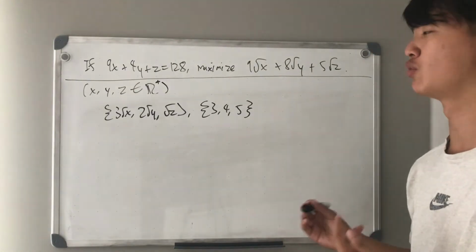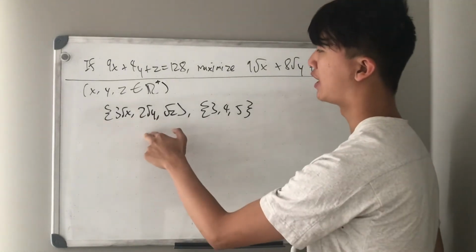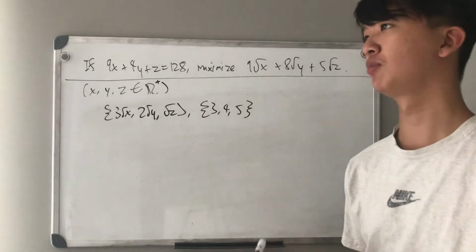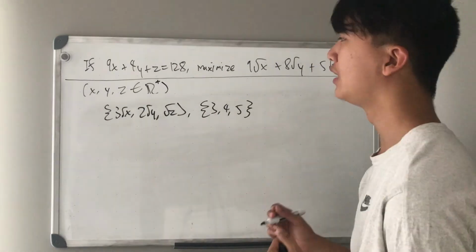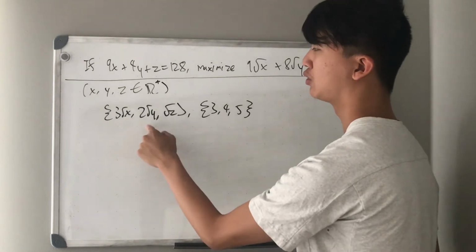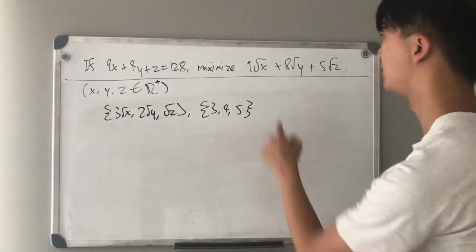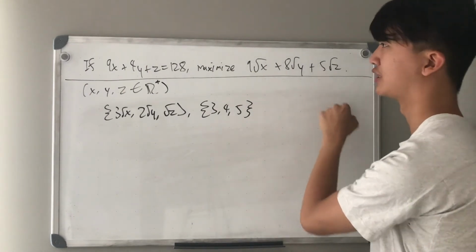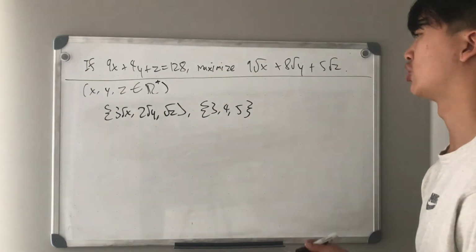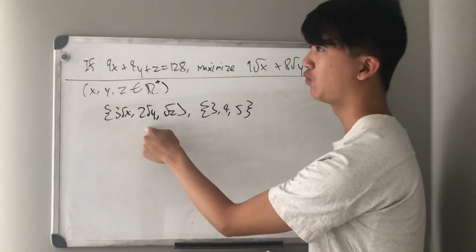Alright, so equality is reached when 3 root x, 2 root y, and root z is a scalar multiple of the vector 3, 4, 5. In other words, 3 root x, 2 root y, and root z come in the ratio 3, 4, and 5, and it satisfies 9 root x plus 8 root y plus 5 root z is equal to 80. So using this information, let's solve for x first, and then y, and then z.